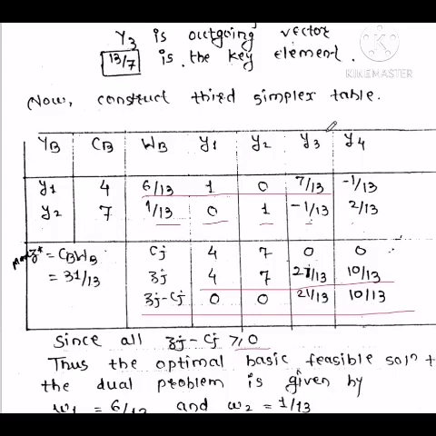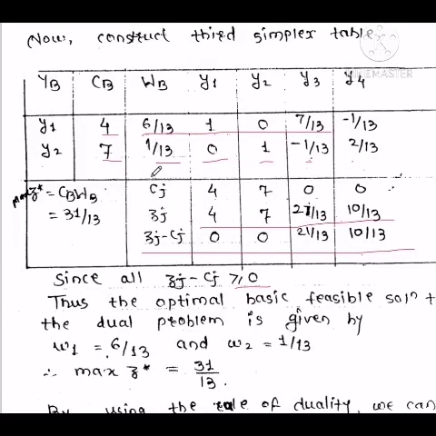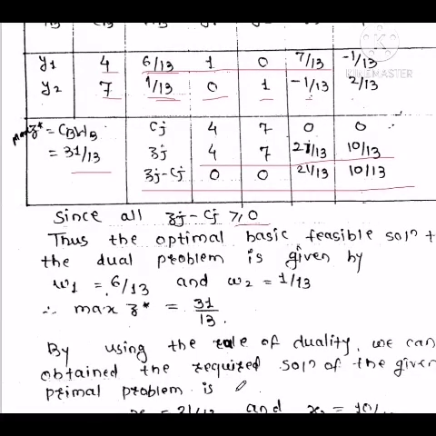Therefore the optimum solution is given by W1 is 6 by 13 and W2 is 1 by 13, because our problem is in the dual variable. So therefore maximum z star equals 31 by 13. Okay, but our actual problem is in the primal. Okay, so therefore we have to find this solution in primal form.